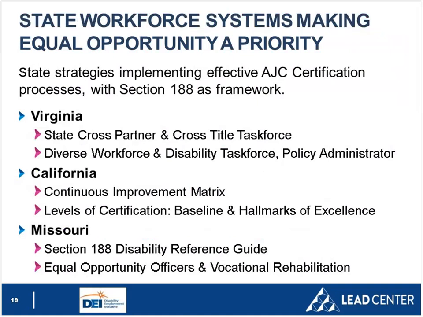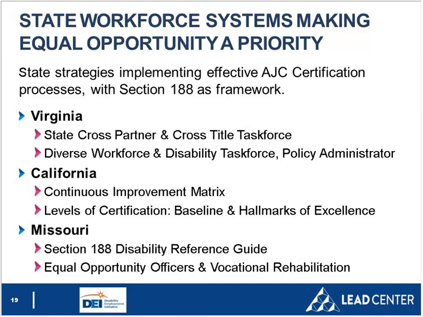So as a high-level recap, here are some of the key strategies that each state discussed around implementation of AJC certification with Section 188 as the overarching framework. We heard from Virginia. They shared how instrumental their state cross-partner and cross-title task force was in leveraging subject matter experts across the spectrum of disabilities, as well as tapping into the perspectives at the policy level and the program and the field level to ensure that policies are operationalized and actionable around accessibility. And they also highlighted VR's leadership role in all of this work and how the promising practices that have been developed from their DEI are being expanded to the statewide workforce system.